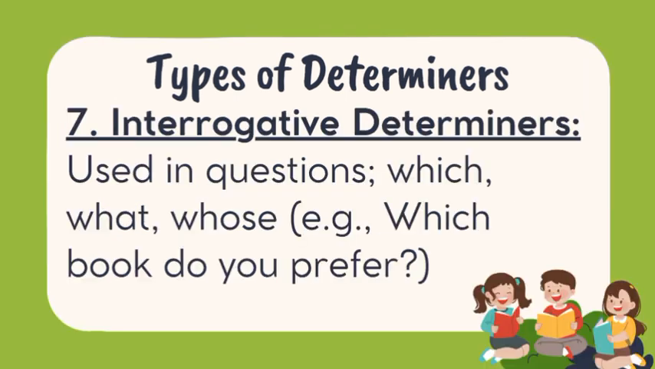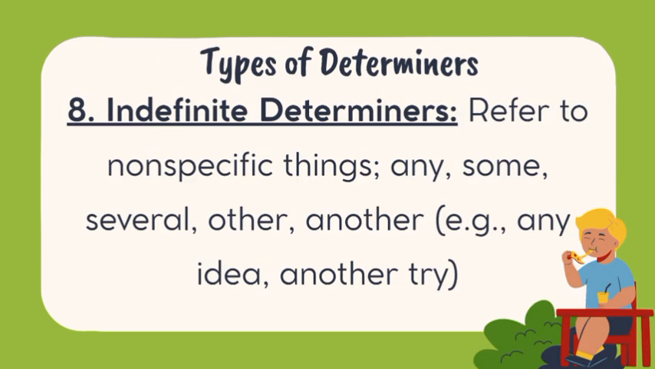The seventh type of determiners, we have the interrogative. Interrogative determiners are used in questions: which, what, whose, which book do you prefer? And the last type is the indefinite determiners. Indefinite determiners refer to non-specific things: any, some, several, other, another, etc.